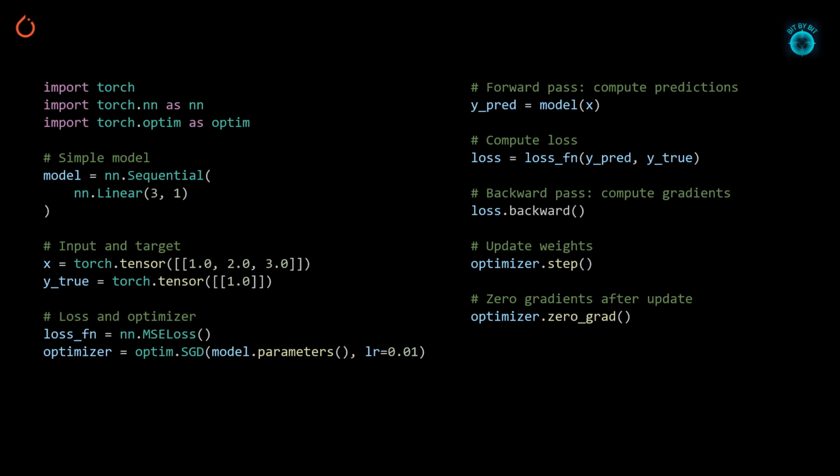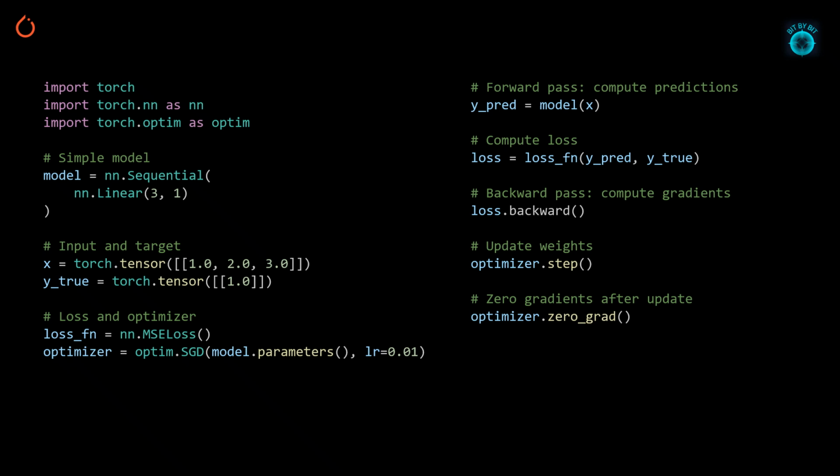Here's a basic example of the forward and backward pass in PyTorch. We define a simple model using nn.Sequential with one linear layer that takes 3 inputs and outputs 1 value. We create one input tensor and its corresponding target. We define a mean squared error loss function and use stochastic gradient descent as the optimizer.